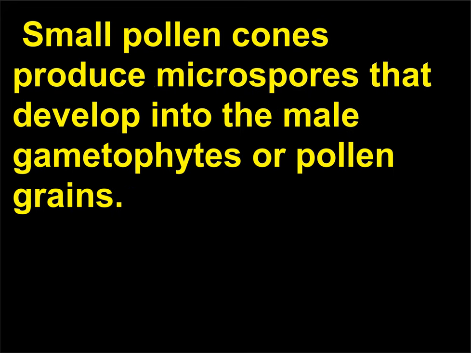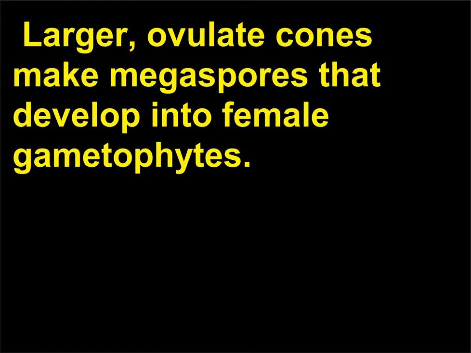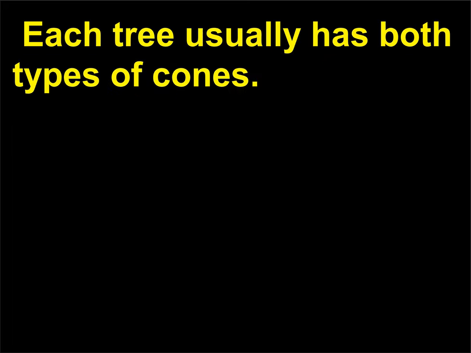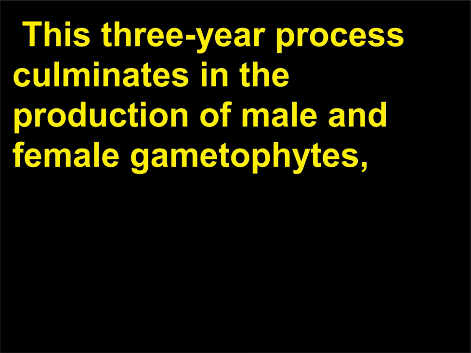Small pollen cones produce microspores that develop into the male gametophytes, or pollen grains. Larger, ovulate cones make megaspores that develop into female gametophytes. Each tree usually has both types of cones. This 3-year process culminates in the production of male and female gametophytes.